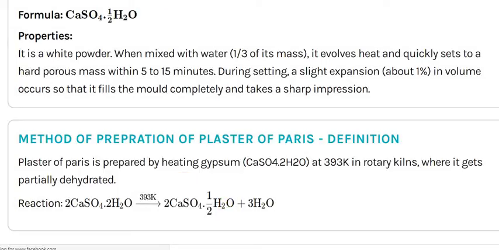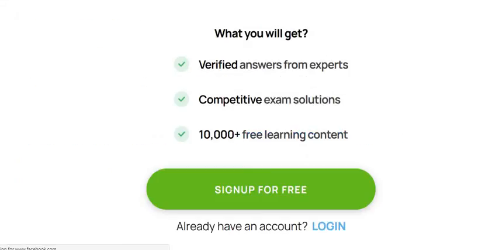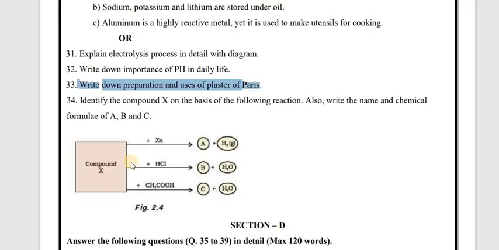Now the uses of plaster of Paris: we can use it for making monuments, molds of teeth, statues, and as a plaster when a bone is cracked. So these are the uses of plaster of Paris. Now let's move further. The next question, question number 34.